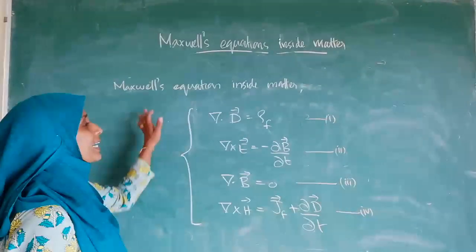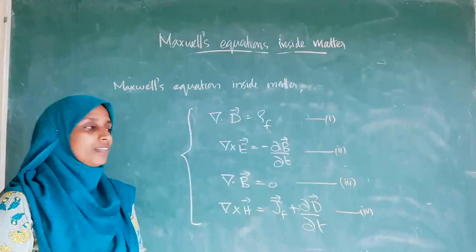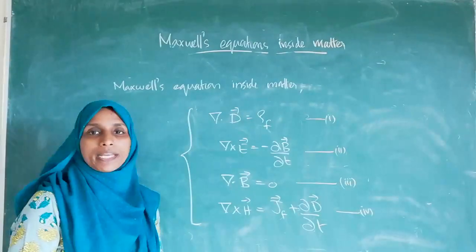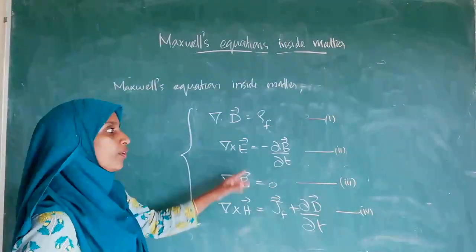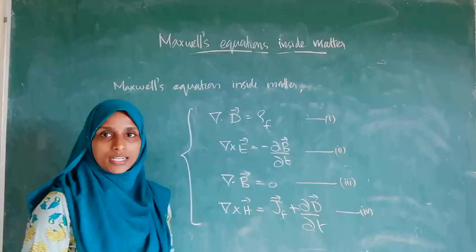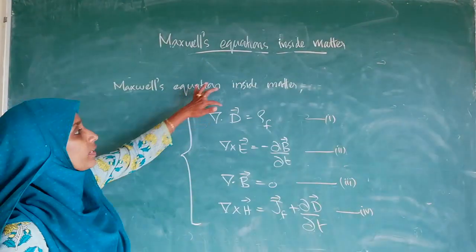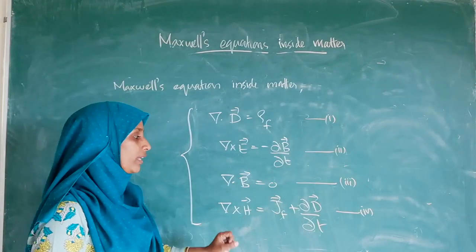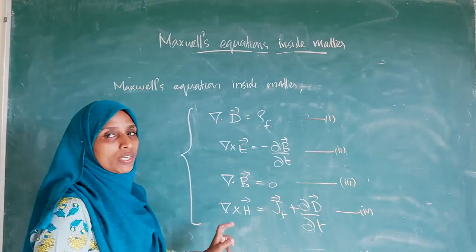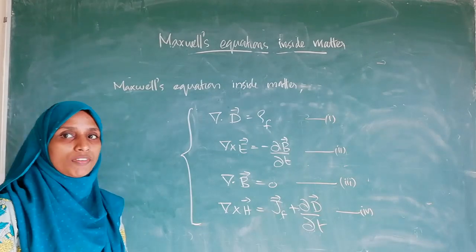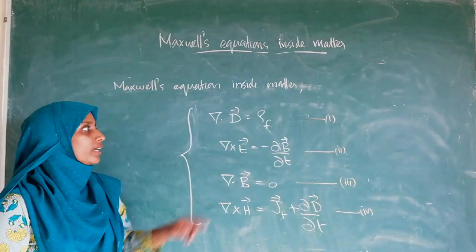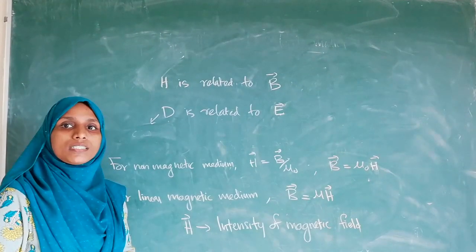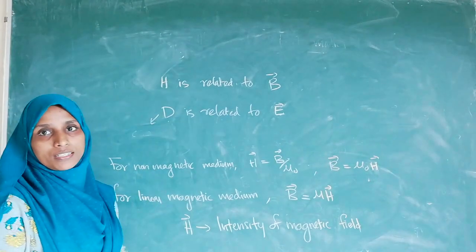So, we derived Maxwell's equations inside matter. In this, the other two equations will not change since there is no contribution from the charge and current. So, ∇ · D is equal to ρf, ∇ × E is equal to minus ∂B/∂t, ∇ · B is equal to 0, ∇ × H is equal to Jf plus ∂D/∂t. Well, D is the displacement field. I will explain the terms which we have newly used here.